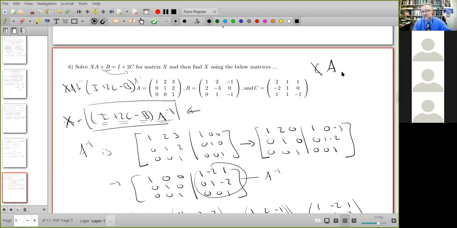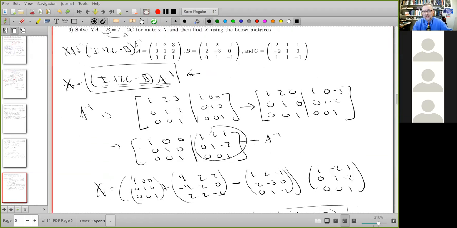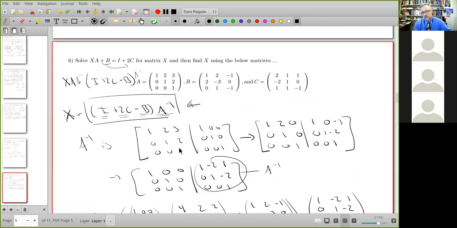Why? Because if A is on the right, to get rid of it, I need to apply the inverse on the right, right? That allows me to check, do you understand how matrix algebra actually works? That's what I want to see. And then it's just doing the work, right? How do you find inverses? You augment it with the identity matrix, you do your work. It's just three steps.